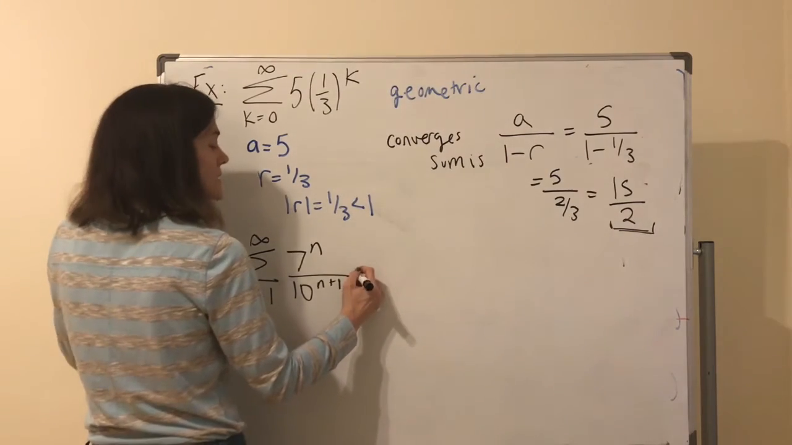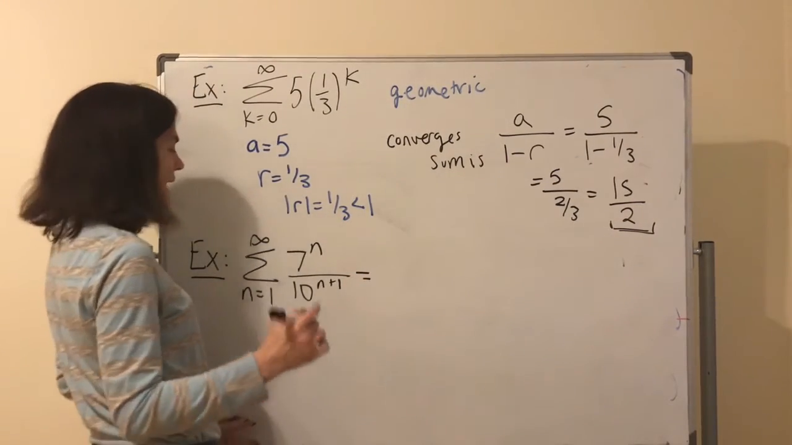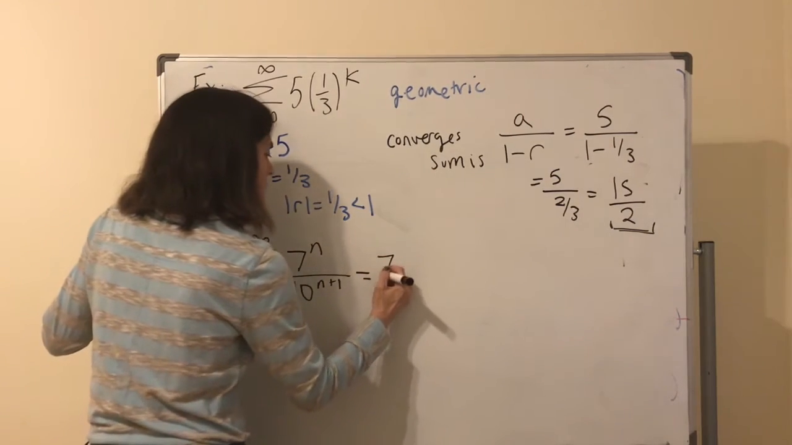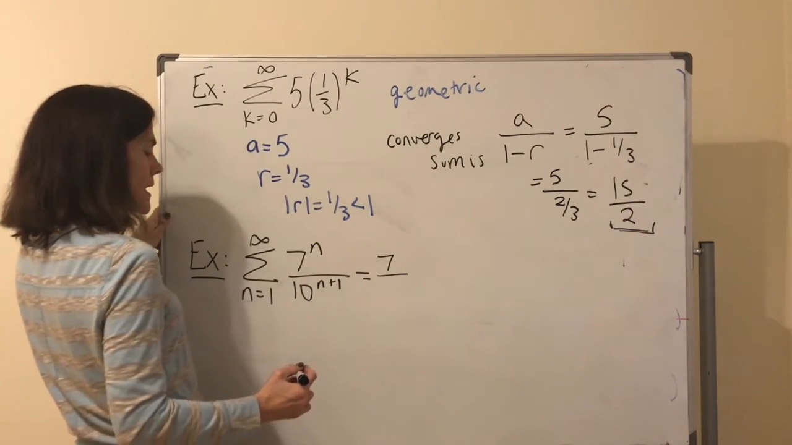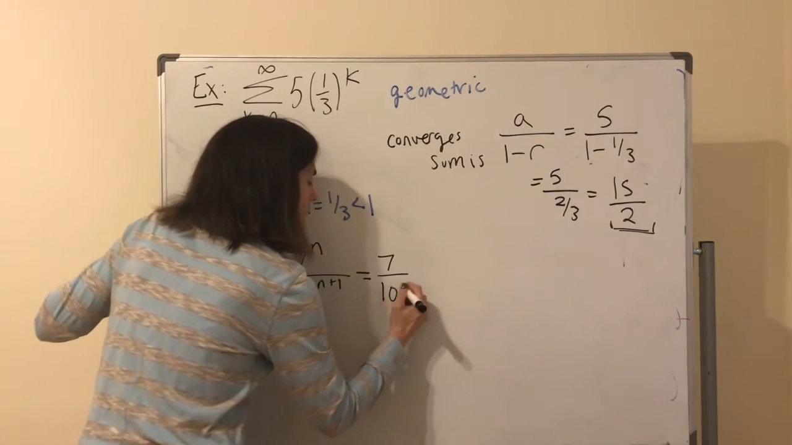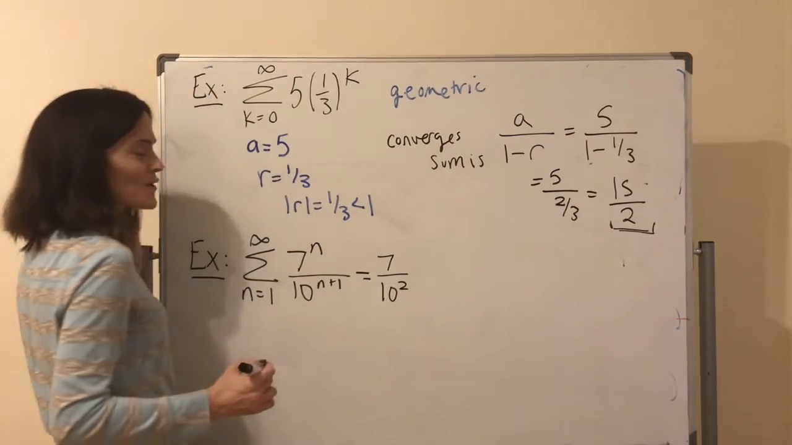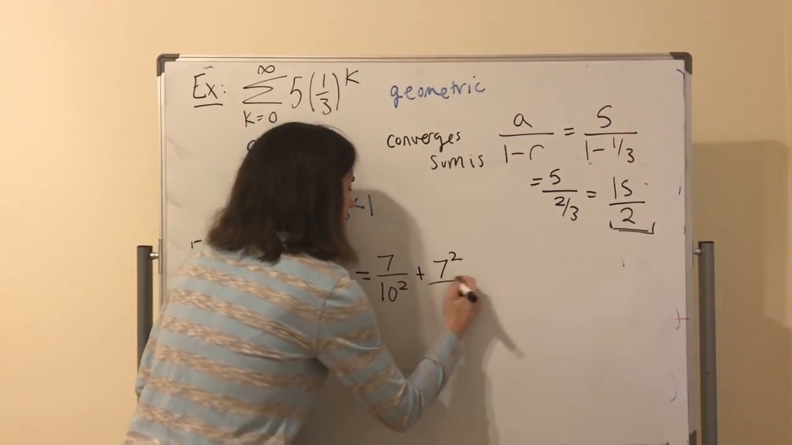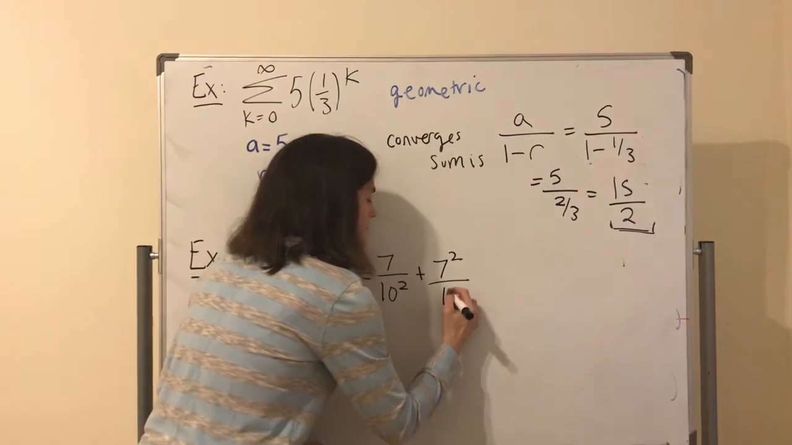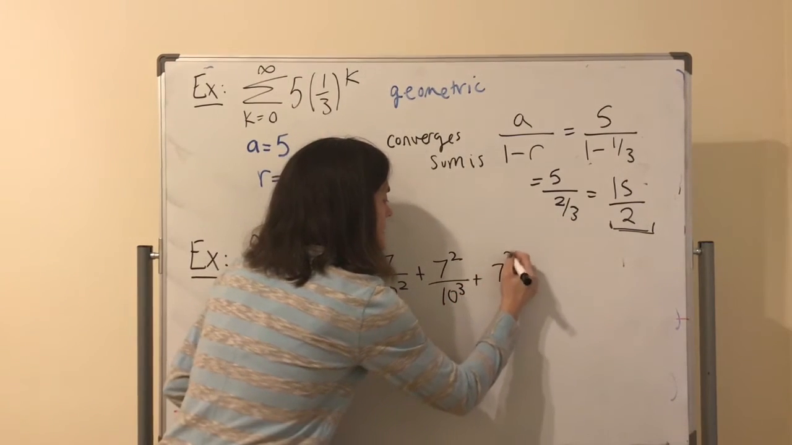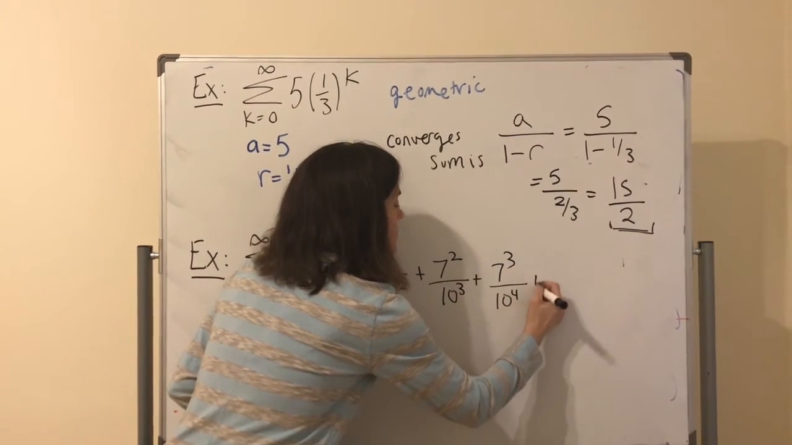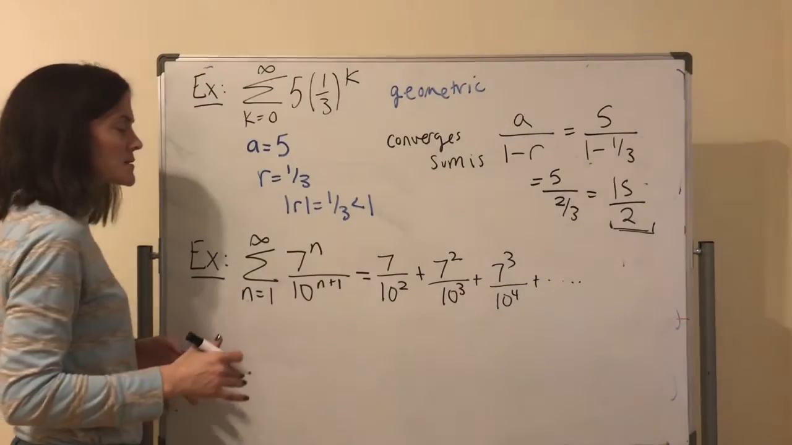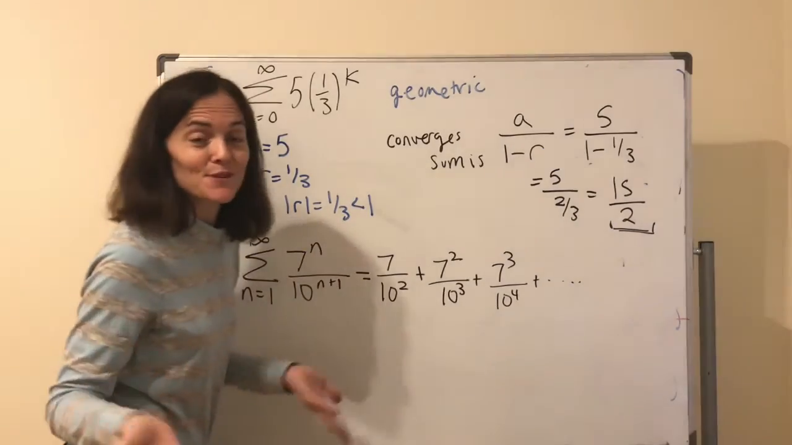For instance, let's start just writing out some terms, okay? What happens when n equals 1? Well, we have 7 over 10 squared, which is 7 over 100. Then we see 7 squared over 10 cubed. Then we see 7 cubed over 10 to the 4th, etc. I could have algebraically manipulated it, but I wanted to write out some terms as a first example.